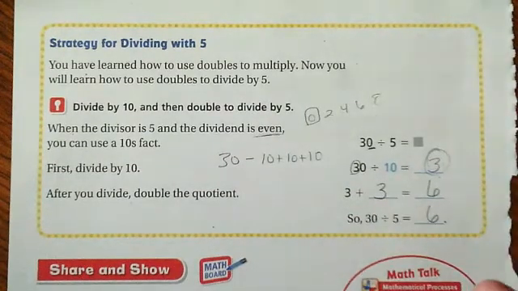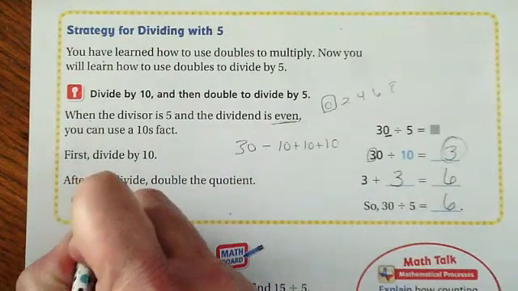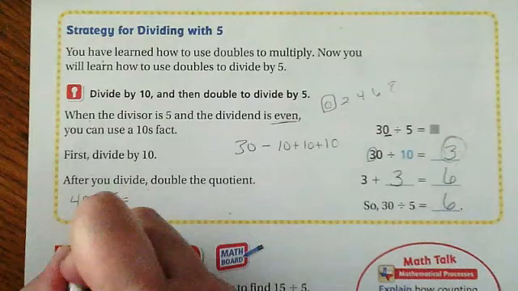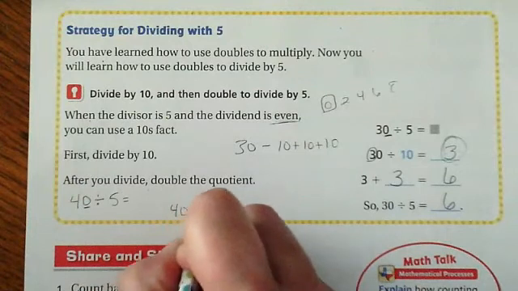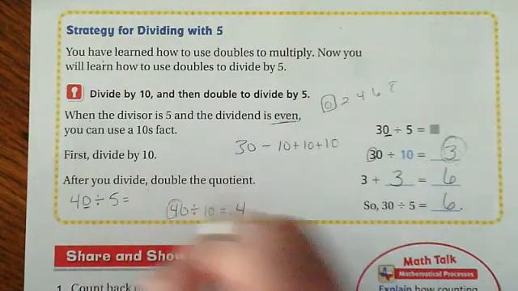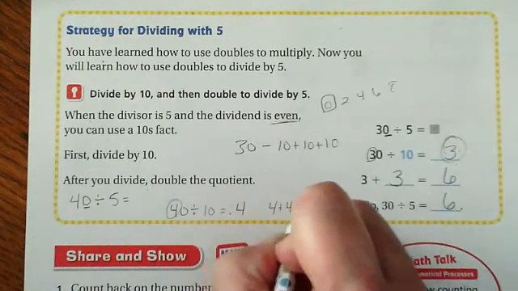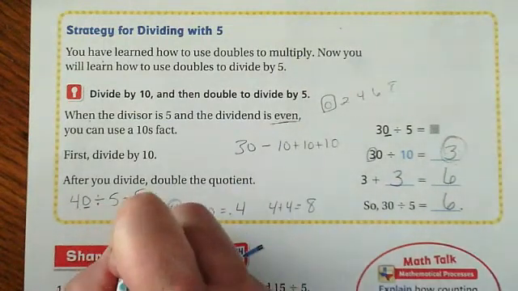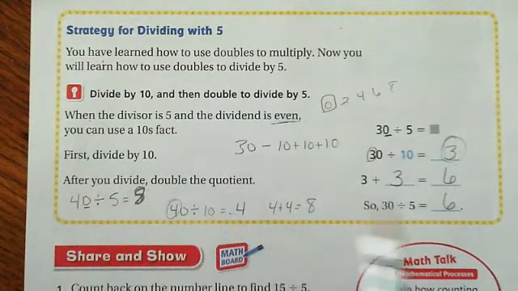Let's try another one just to make sure that we're on the right page. What if I had 40 divided by 5 equals? Well, it ends in 0, so I can divide by 10. 40 divided by 10 equals 4, right? Because I have 4 tens. So if I do 4 plus 4, I get 8. I'm doubling. So 40 divided by 5 is 8. And I can test that theory by going 5 times 8 equals 40.